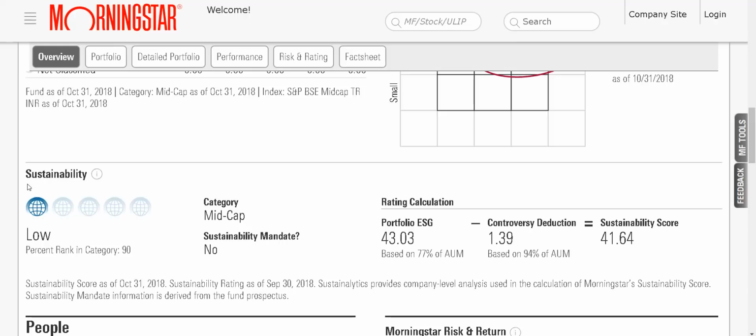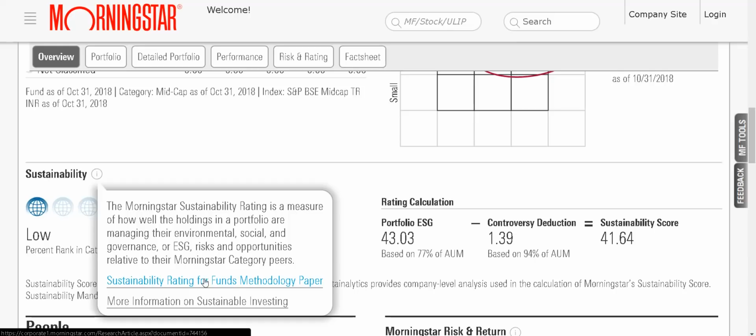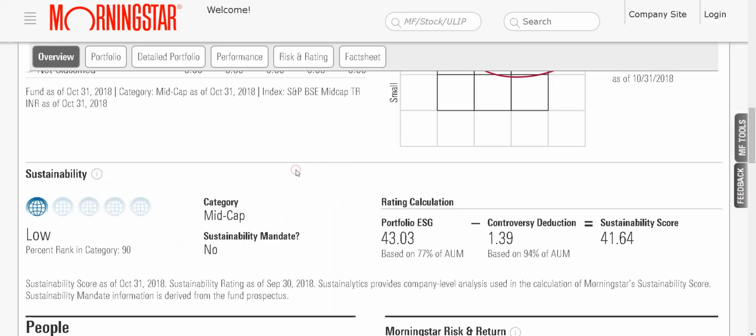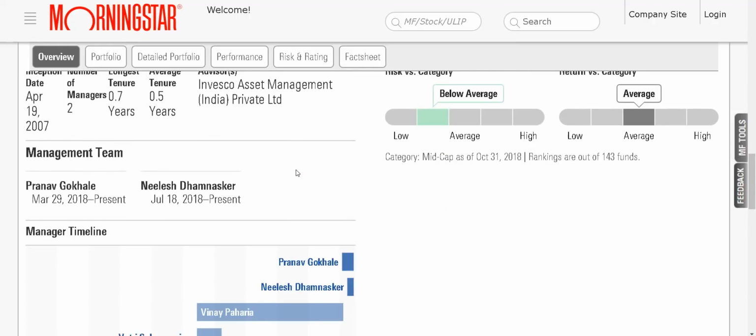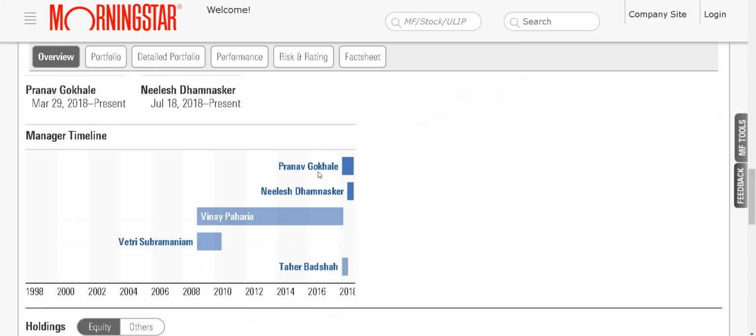Of course, if you want to understand it better, if you click on this information icon, there's a paper here, you can read more about it. And one good thing about the Morningstar page compared to Value Research is, for those who are obsessed with who the fund manager is, it gives you a timeline of who the fund manager is and when they started managing the fund and when they exited and so on. So it gives you an overview. You can understand much better.